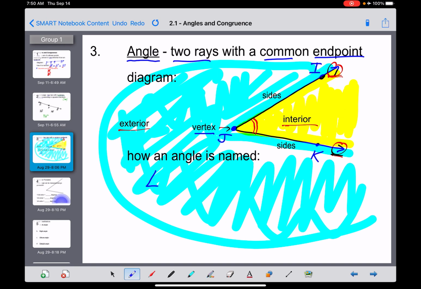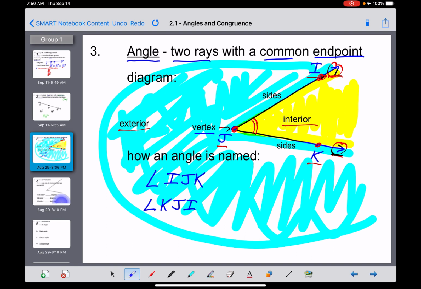So I could name this ray starting right up here at point I, then hitting point J in the middle, and then going back to point K. So I could call this angle IJK, and that would be a name for that particular angle. You can also completely reverse that and go in the other order. Start at point K, hit J in the middle, and then end with point I. So we could also call this angle KJI. That's probably the best and most specific and most thorough way of naming an angle.